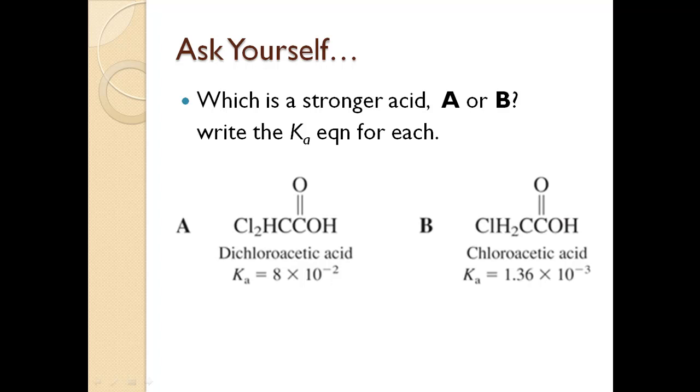It says write the Ka equation for each. We can just go ahead and do it for one of them. Let's do it for dichloroacetic acid because it's the same process. You would write down this formula, Cl2HCCOOH, and it's in equilibrium with its conjugate base. So you would put the double-headed arrow, and as a product would be its conjugate base, the dichloroacetate anion, plus that H plus that it gave off. That's what they mean by writing the Ka equation. You can go ahead and do it for the chloroacetic acid on your own.